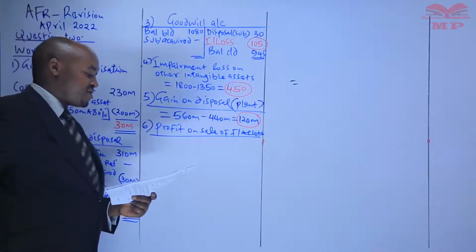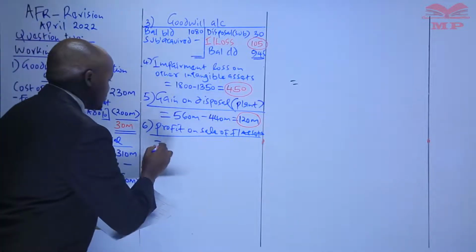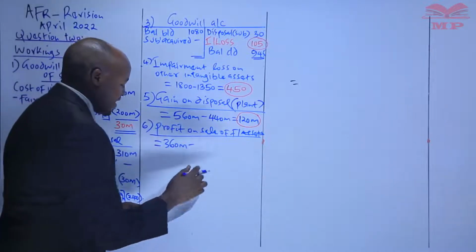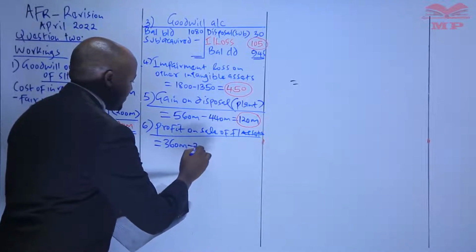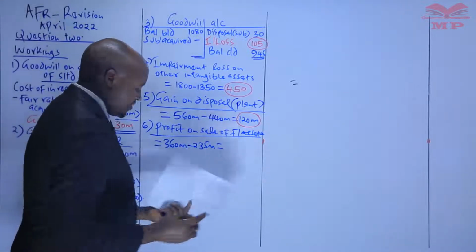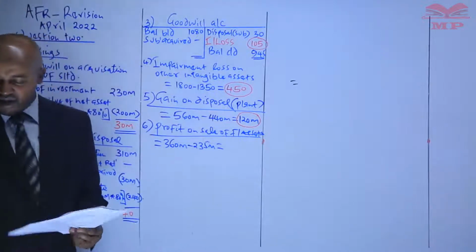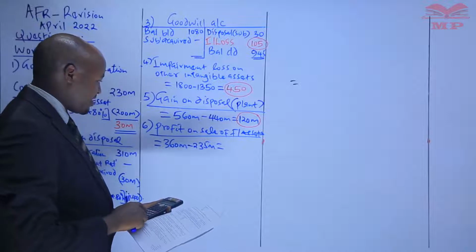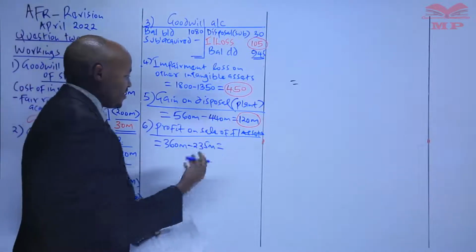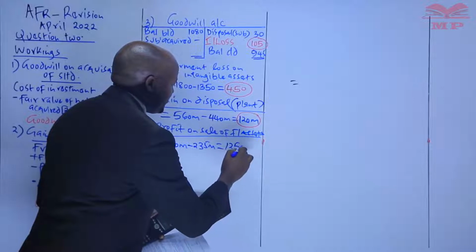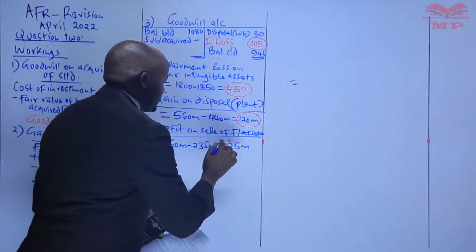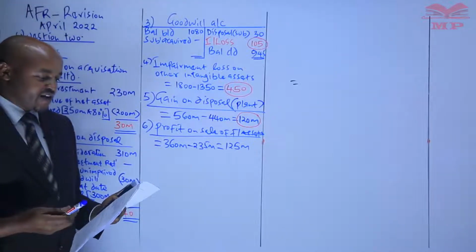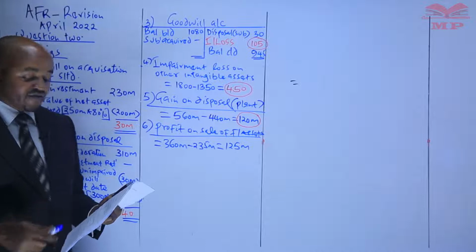In the last paragraph of note number 5, we are told the financial asset was sold at how much? 360 million, but we are told they had a carrying amount of 235 million. So the difference here will now be a profit. So we take 360 minus 235. This will give us 125 million. And this 125 million, which is a profit on the sale of a financial asset, we are told in the last paragraph of note 5 was included as part of investment income.